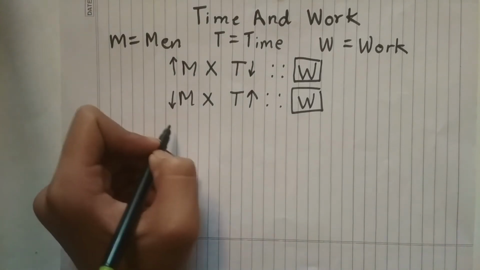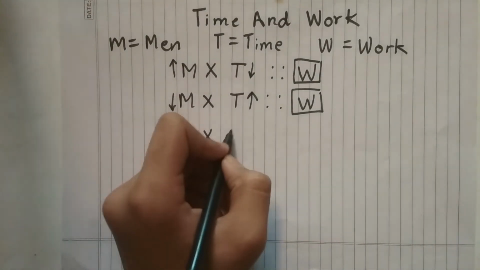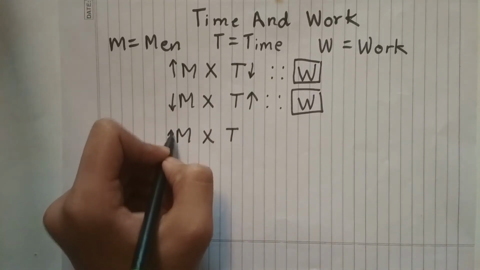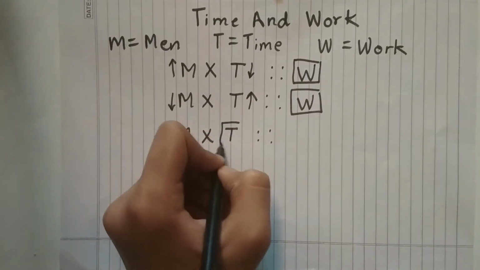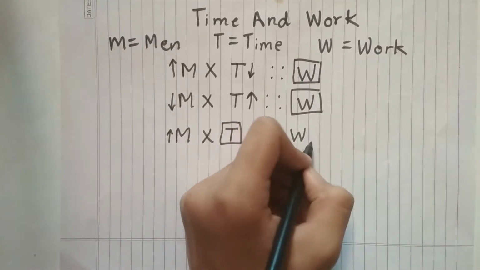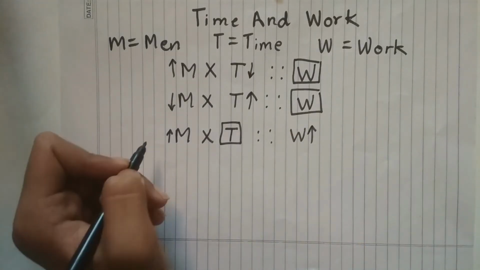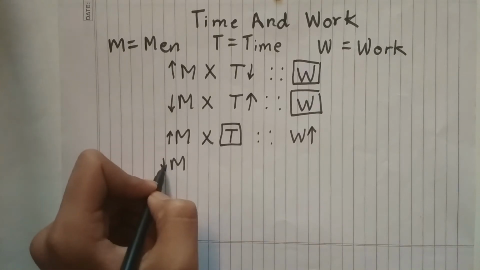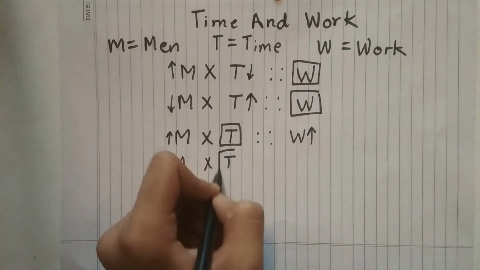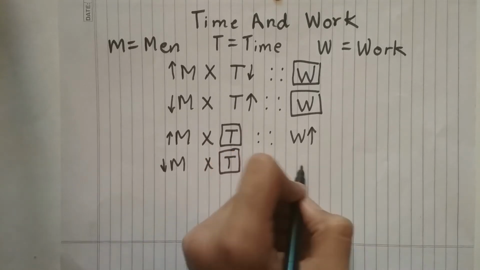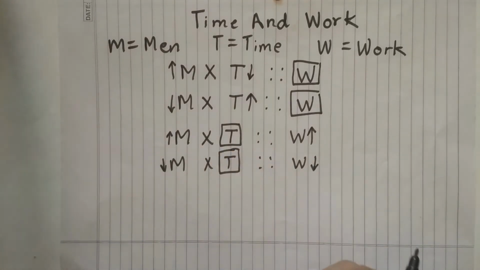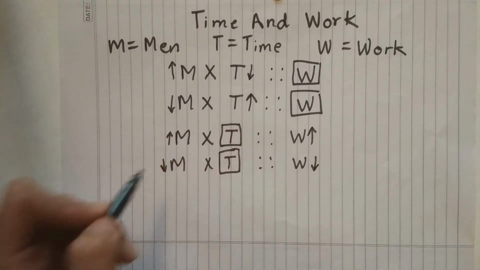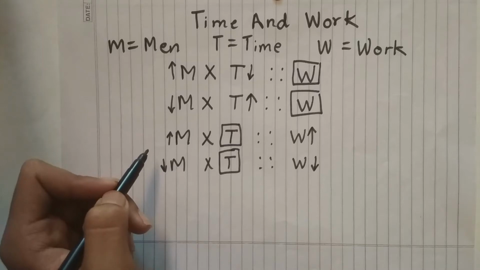The third law is that if either of these increases, for example, if men increase and time remains constant, then the work will also increase. Or if either of these decreases and the other remains constant, the work will also decrease. And this would be true even if time decreased or increased and the men remain constant.